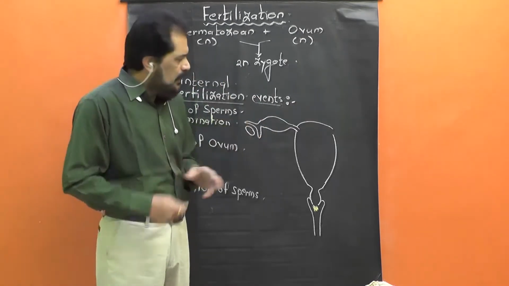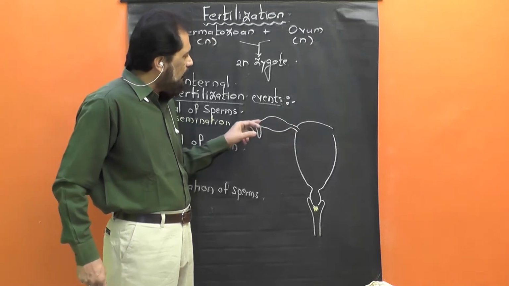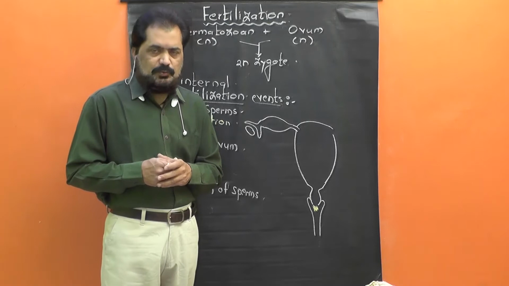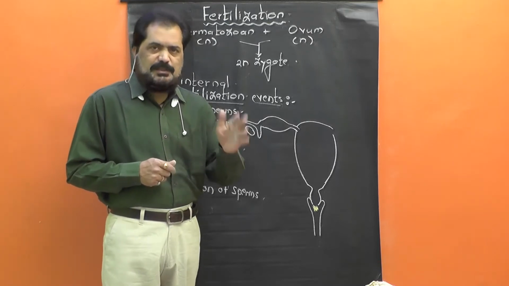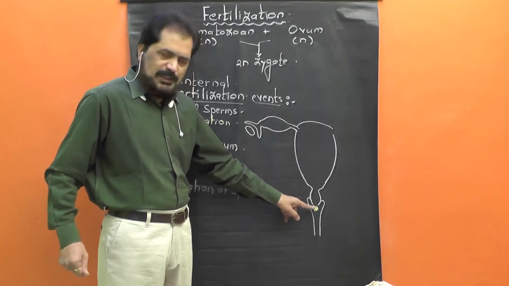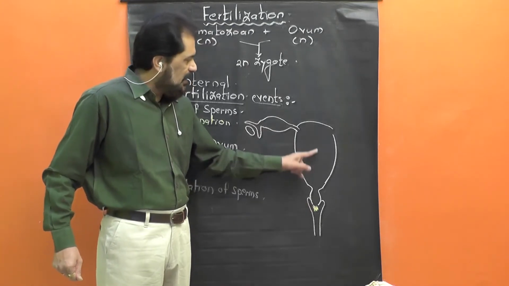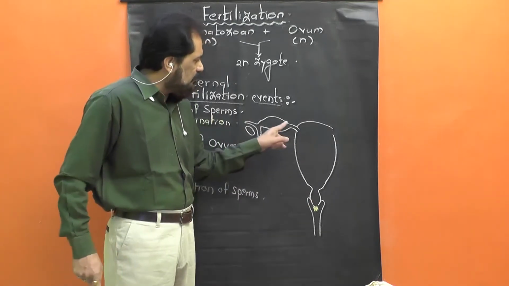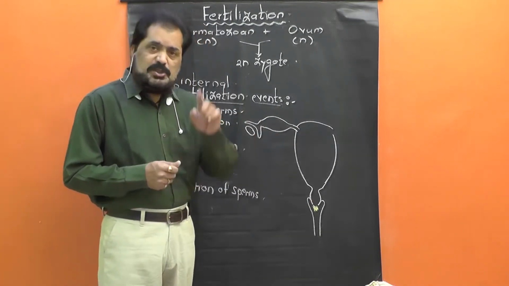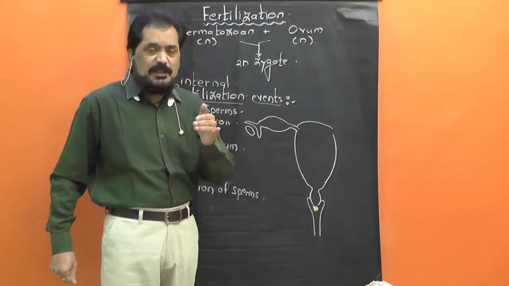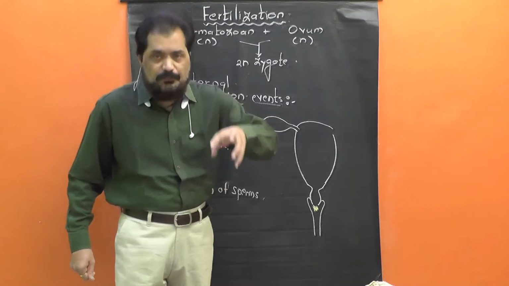Repeatedly I told you, the middle wide part of the fallopian tube or oviduct, which we call the ampulla, is where actual fertilization takes place. So obviously the sperms in the semen have to reach up to the ampulla. Now the sperms reach the ampulla partly by their own efforts.